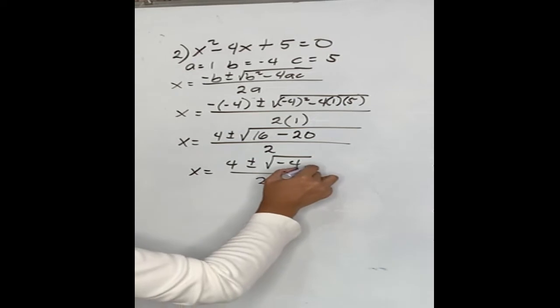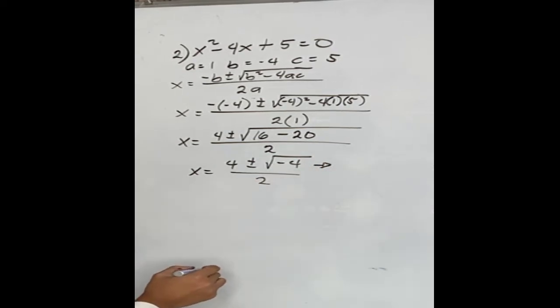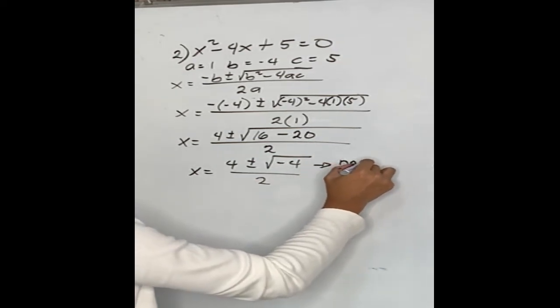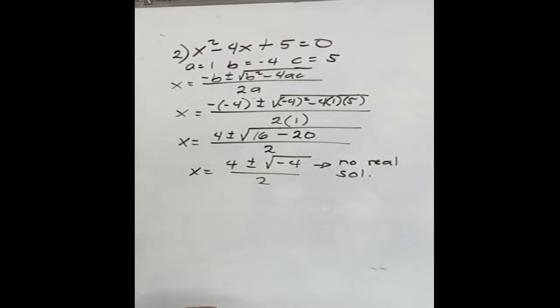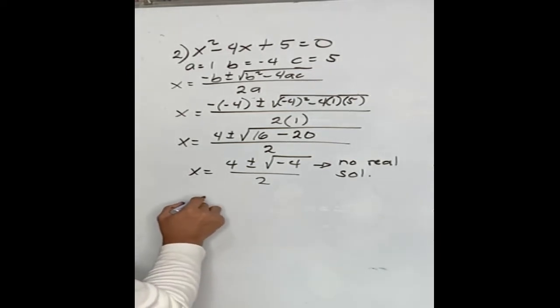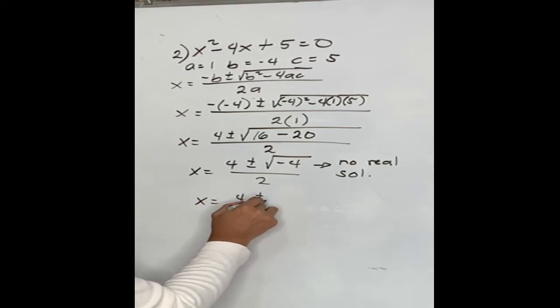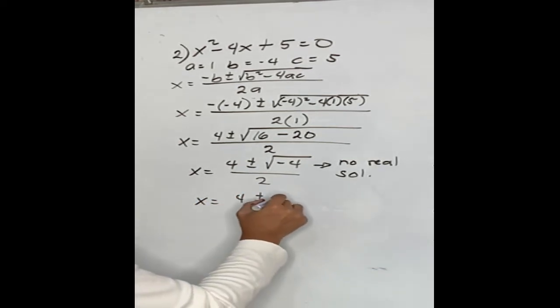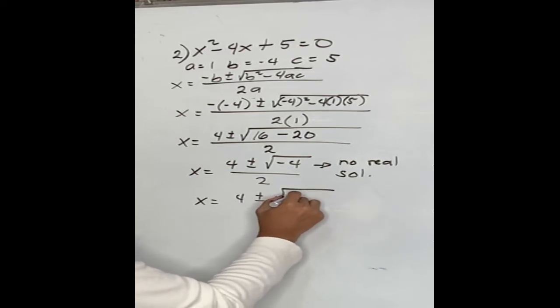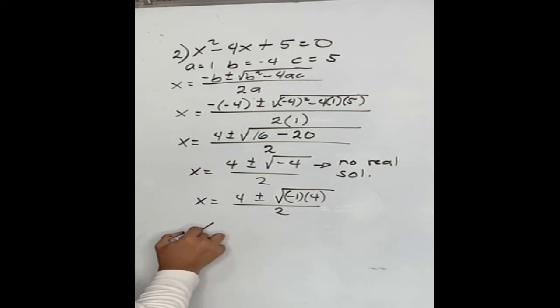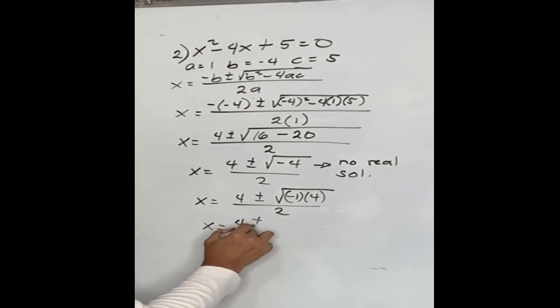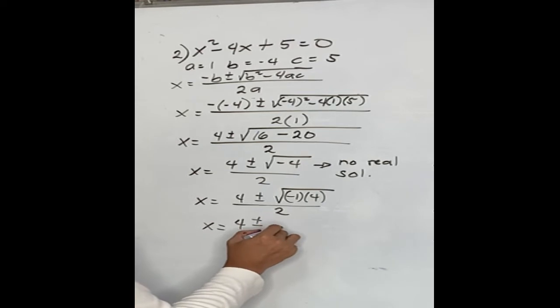Since our radicand is negative, you will get no real solution for this equation. Continuing to get the imaginary solution, you will get x is equal to 4 plus minus the square root of negative 4, which is the same as the square root of negative 1 times 4, all over 2. Continuing our solution, x is equal to 4 plus minus 2i all over 2.